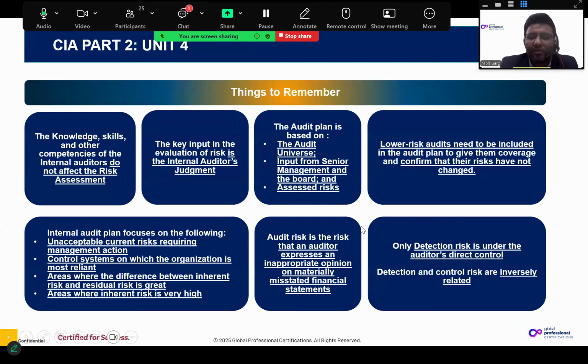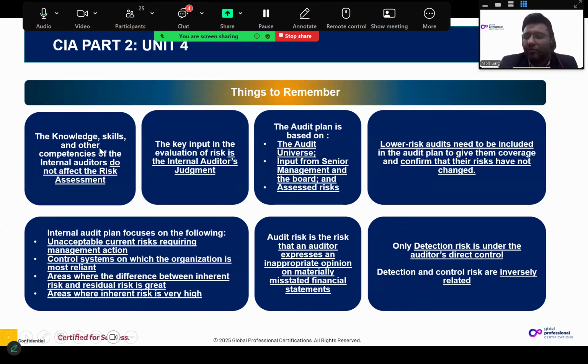So let's start with the things to remember, people, and then we'll do some MCQs and then we'll practice more MCQs also. But before we go there, can you all say that the knowledge, skill, and other competencies of the employees do not affect the risk assessment. What does this line mean, people?